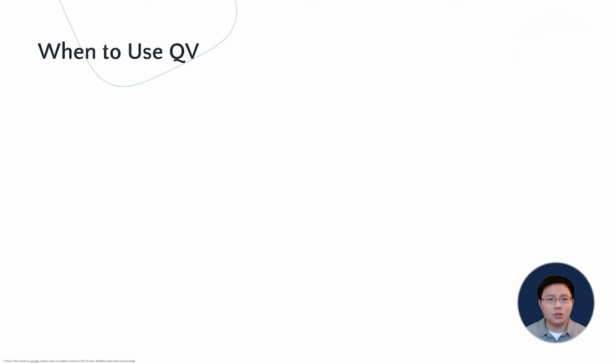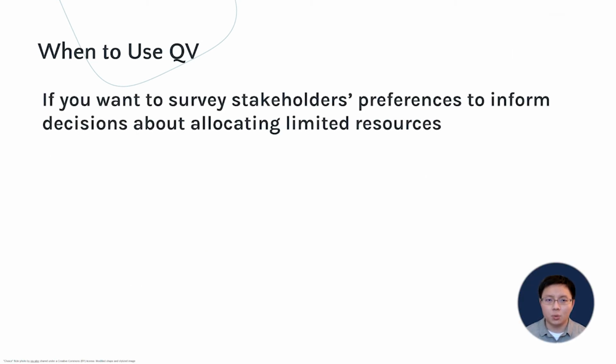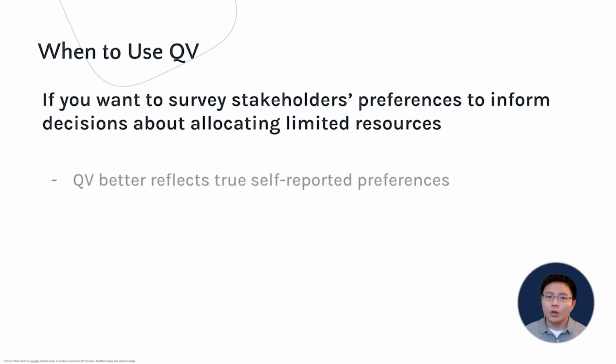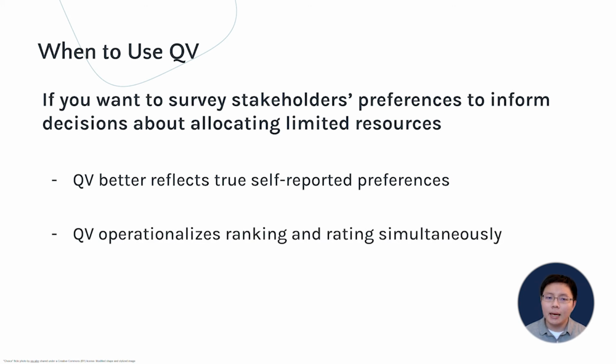This result doesn't mean that you should not use Likert at all. We advocate for the use of an alternative tool, QV, in certain scenarios, especially when you need to survey stakeholders' preferences to inform decisions about allocating limited resources. QV offers a signal that better reflects true, self-reported preferences. And if you want to understand simultaneously how people prioritize a set of options and how much more they prefer one to another, QV operationalizes this better compared to standalone ranking or rating surveys.